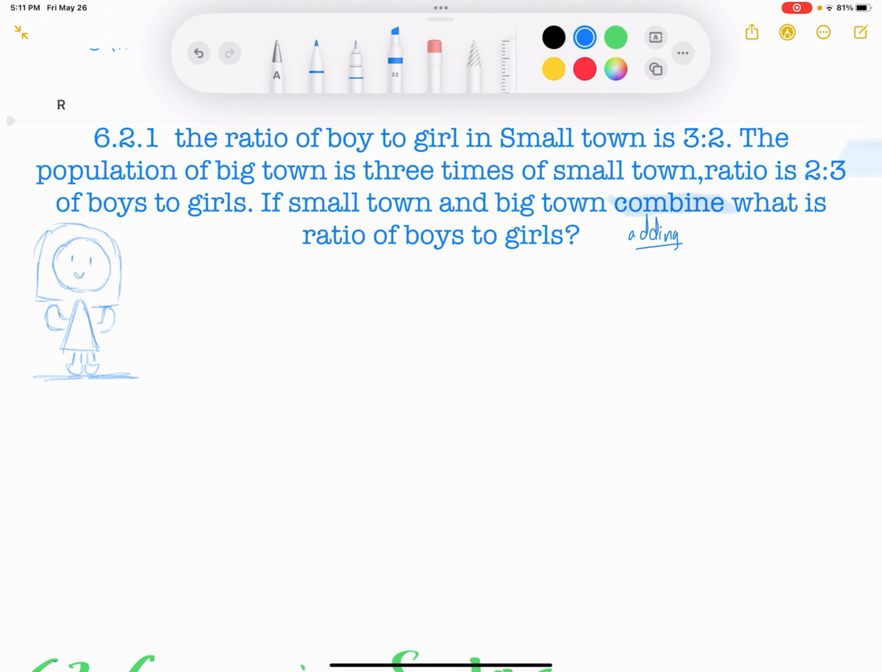Now we start deciphering. First sentence. The ratio of boy to girl in small town is 3 to 2. Let's put that down. Small town, boys to girl is 3 to 2. Next sentence.